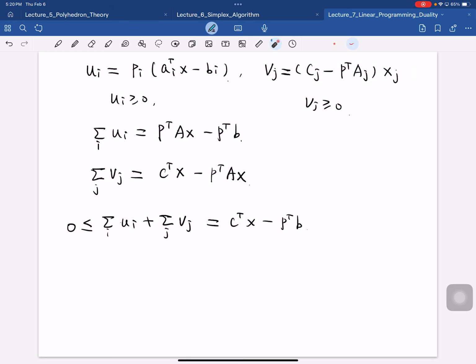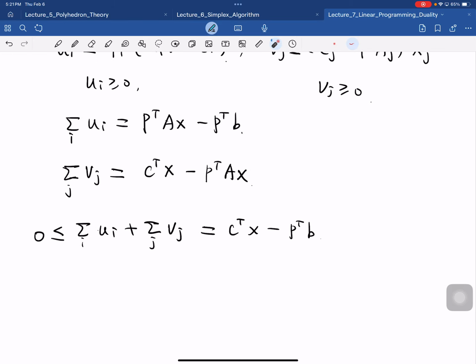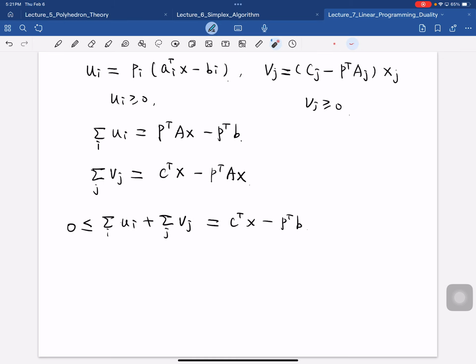By construction, all the Ui's are greater than or equal to 0, and all the Vj's are greater than or equal to 0, right? And it happens to be the case that the sum over Ui and the sum over Vj represent the difference between the primal objective and the dual objective. So this is C transpose X minus P transpose B. So when is C transpose X equal to P transpose B? If you have C transpose X equal to P transpose B, that means the primal equals the dual. Then you have X and P being optimal.